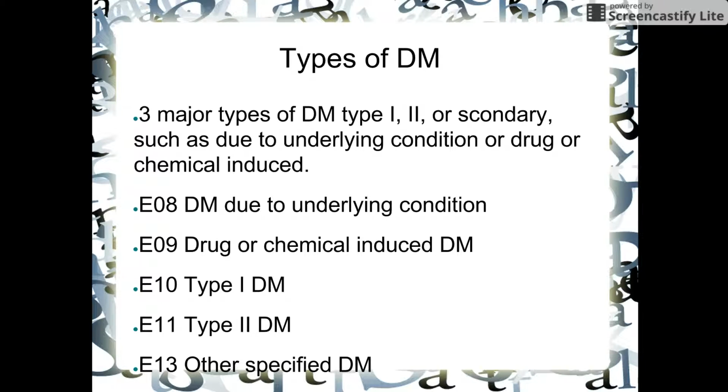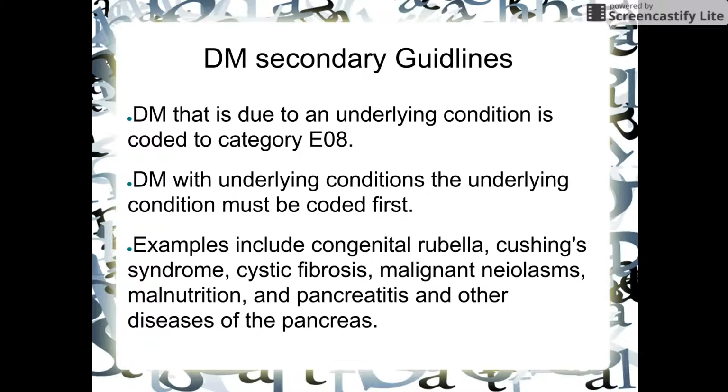Three major types of diabetes: type 1, type 2, or secondary. They're coded to E08, E09, E10, E11, and E13. Diabetes that is due to an underlying condition is coded in E08. The underlying condition must be coded first.